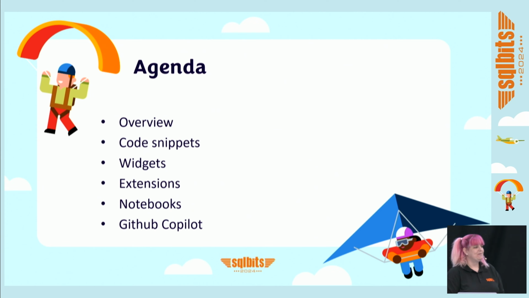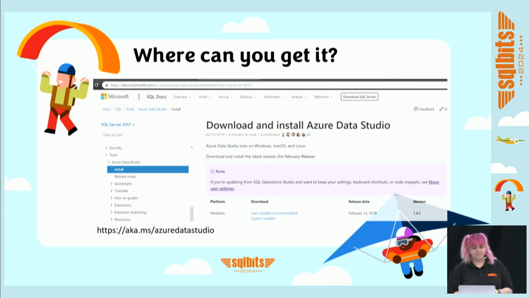So today we're going to go through an overview of what Azure Data Studio is. I'm going to show you some of the little features, so code snippets, widgets, extensions, notebooks, and GitHub Copilot. And hopefully, while I'm going through the slides, my Azure Data Studio is connecting to my Azure SQL DB because I forgot to update the firewall rules for today.